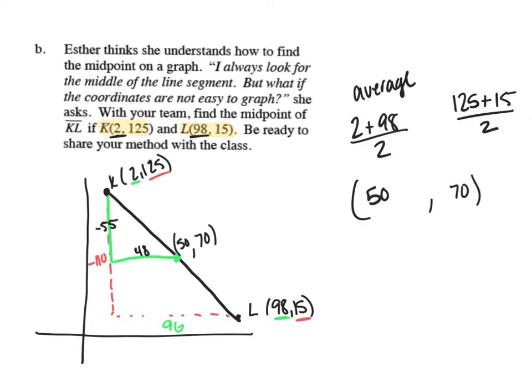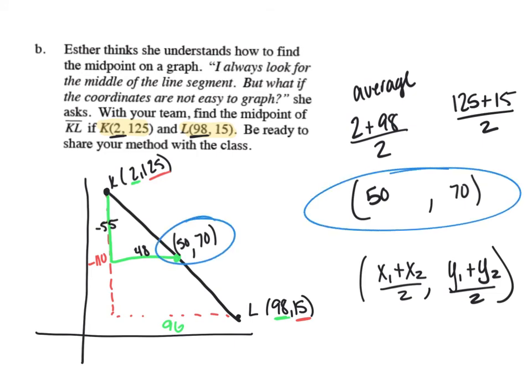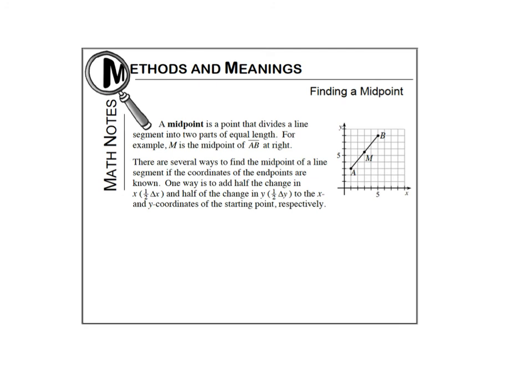That gave me the same value that I got by doing this method that took me a little bit more time. So if they're not easy to graph, you may find it helpful just to average the two x coordinates and average the two y coordinates. Again, we find the average by adding the numbers together and dividing by 2. Either way, for this problem, my midpoint would be 50, 70. Since it is a coordinate, you need to have parentheses on either side with a comma in between your x and your y coordinates.